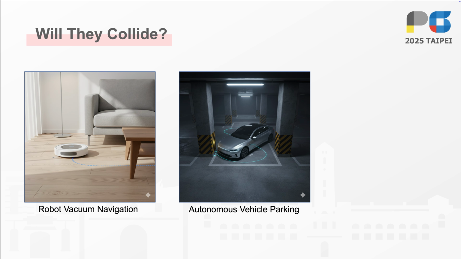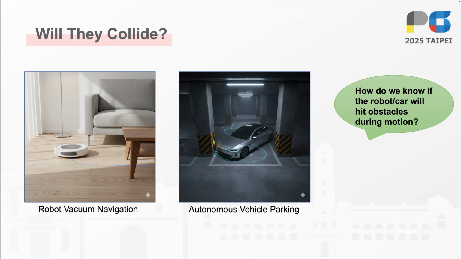Will they collide? Imagine a robot vacuum navigating through your home. It needs to move around furniture, avoid walls, and reach every corner safely. Or consider an autonomous vehicle trying to park in a tight underground garage. One wrong move could result in a collision. So here's the critical question. How do we know if the robot or car will hit obstacles during motion?